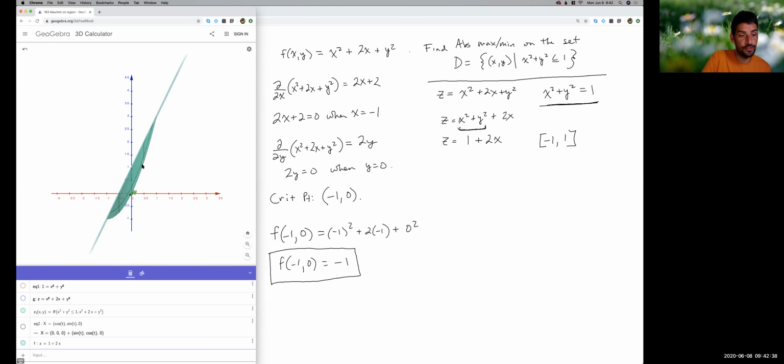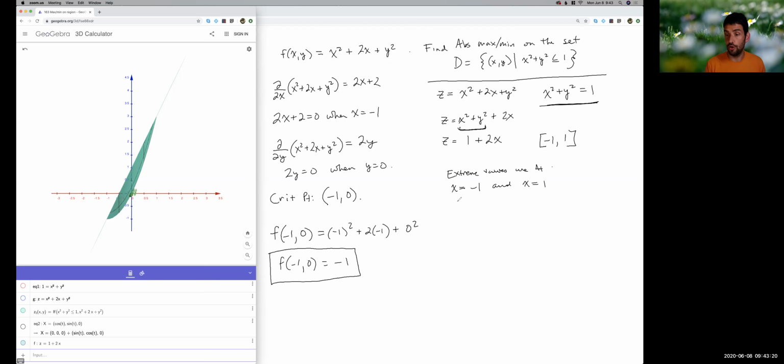So now all we have to do is find the extreme values of z equals 1 plus 2x over the interval -1 to 1. And that is a fairly simple problem. You can use calculus and see that it's an increasing function. You can just use what you already know. This is because it has a positive slope. It's going to be at its minimum at -1 and its maximum at 1. So our extreme values are at x equals -1 and x equals 1.